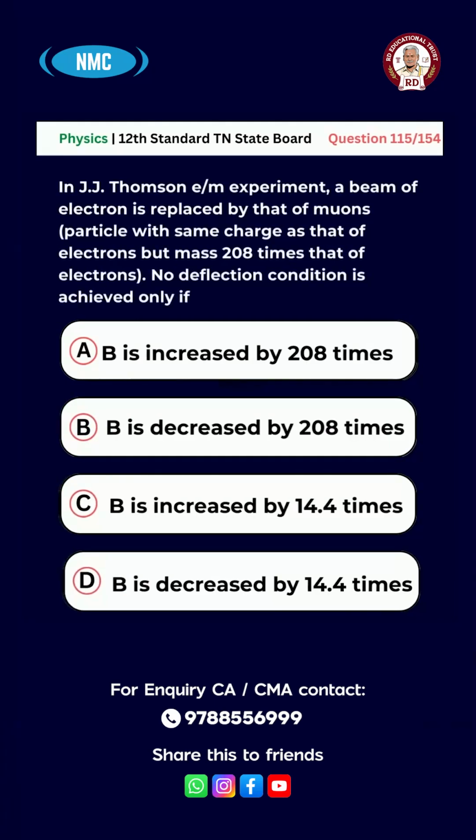Question number 115. In J.J. Thomson's e by m experiment, a beam of electrons is replaced by that of muons (particles with the same charge as that of electrons but mass 208 times that of electrons). The no-deflection condition is achieved only if: option A, B is increased by 208 times; B, B is decreased by 208 times; C, B is increased by 14.4 times; D, B is decreased by 14.4 times. The right answer is option C, B is increased by 14.4 times.